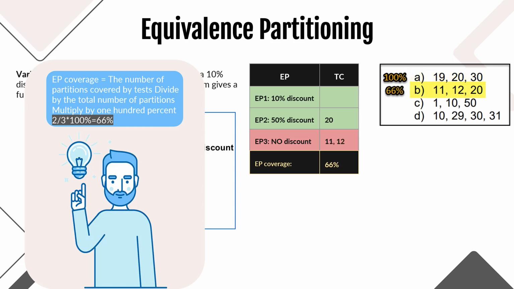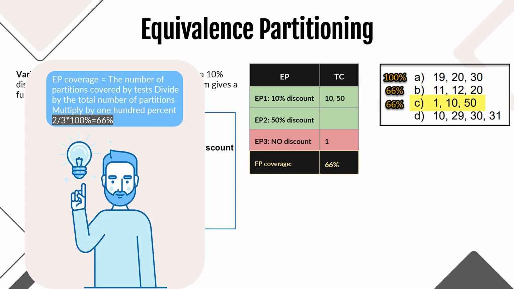Answer option B has 3 values, but 2 values, 11 and 12 washes, cover the same third partition, no discount, twice. 20 washes cover the second partition, 50% discount. As a result, this is 66% test coverage. Let's check the rest of the answer options.